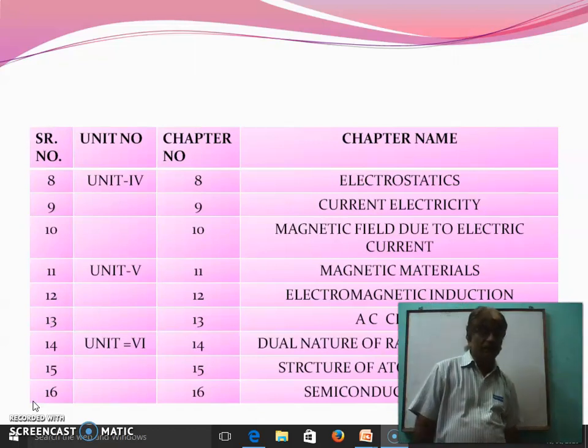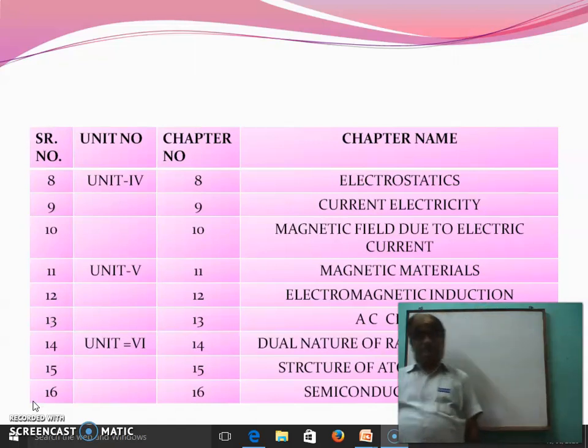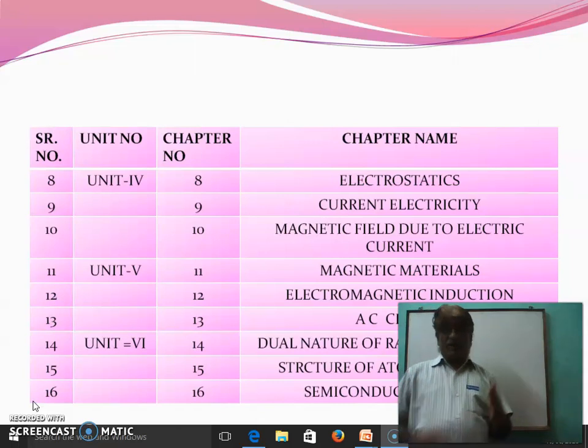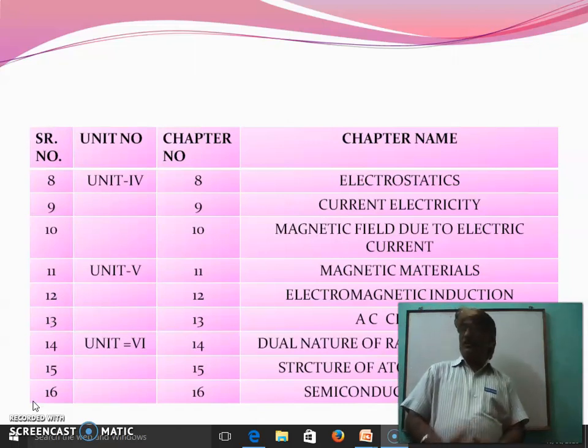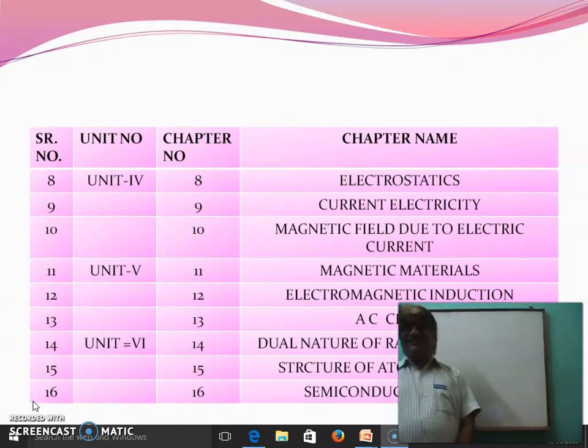In chapter number 12, electromagnetic induction, Lenz's law, Fleming's right hand rule, and Fleming's left hand rule are also seen. The current induced, or EMF induced, in a rotating coil, which is the AC generator, is also seen.